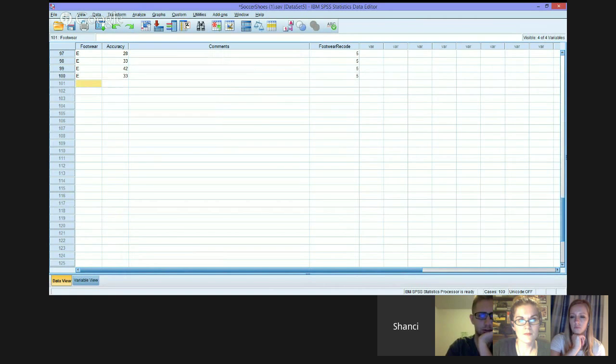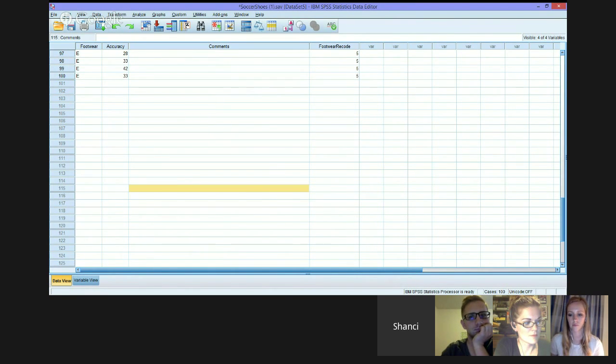And I have my kicking accuracy as the dependent. I've got my footwear recode. On my options, I've got descriptive and the means plot. And so then when that's done, let me share my other screen.